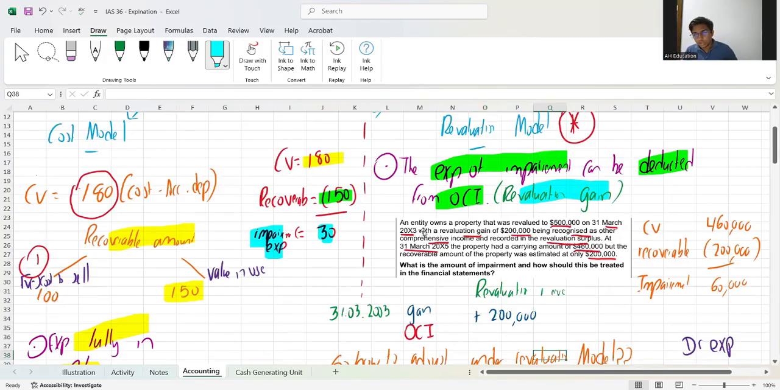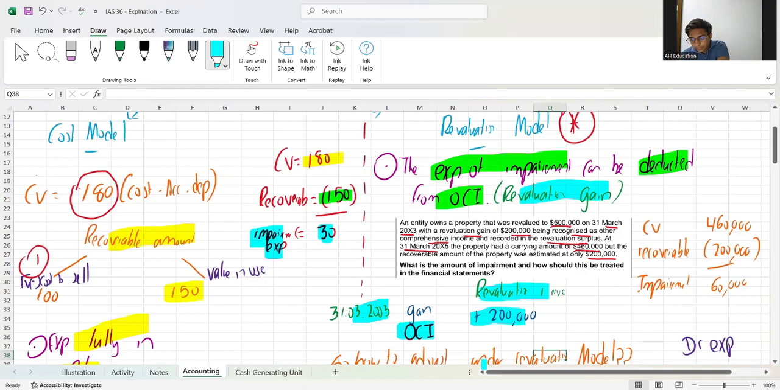An entity owns a property that was revalued to 500,000 on 31st March 2003 with a revaluation gain of 200,000, being recognized as other comprehensive income and recorded in your revaluation surplus. So what has happened is they have made a revaluation gain, and that has been recorded under your revaluation reserve, which is in your statement of changes in equity under the narration of other comprehensive income. This is as at 31st March 2003.